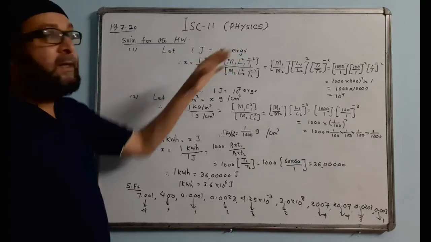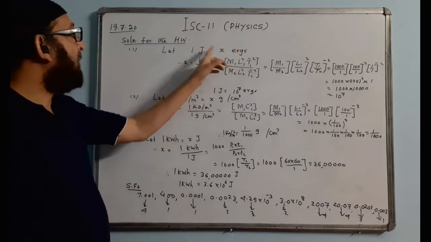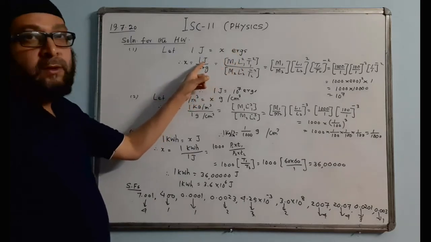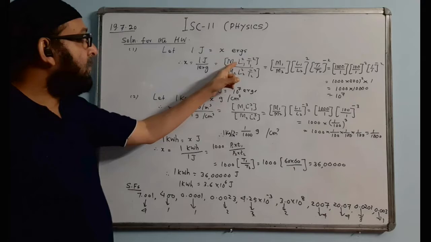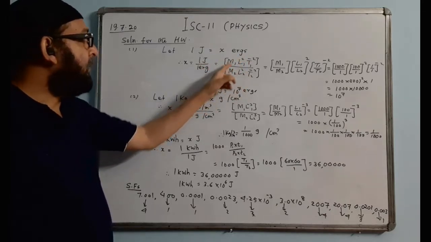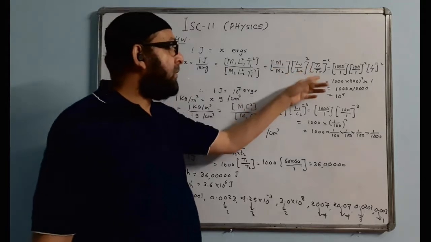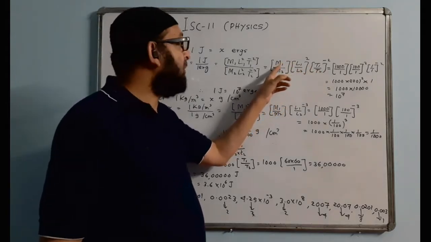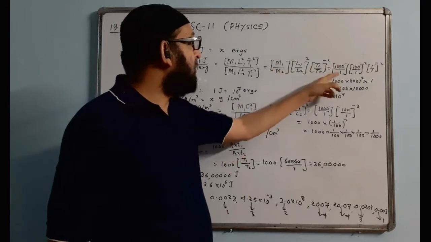Let 1 joule is equal to x ergs. Therefore, x value will come 1 joule upon 1 erg. Joule's dimension is ML squared T to the power minus 2. This we will write. Separate M1 by M2 in ratio way. M1 is MKS unit or SI unit, so M1 value is 1000 and M2 value is 1.